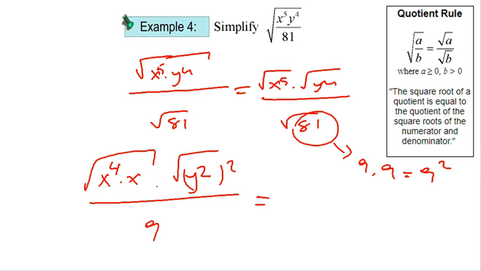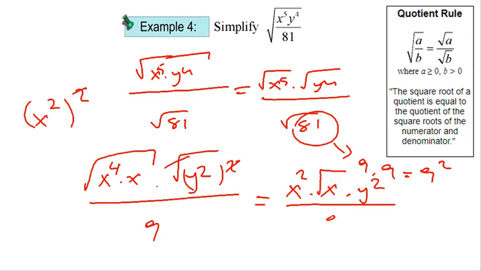So we know that x to the power of 4 is the perfect square of x squared, because it can be rewritten as x squared to the power of 2. So basically the 2 and this square root will cancel each other out. So what I have is just x squared times square root of x, and the 2 and the square root will cancel each other out. So what I have is y squared over 9.